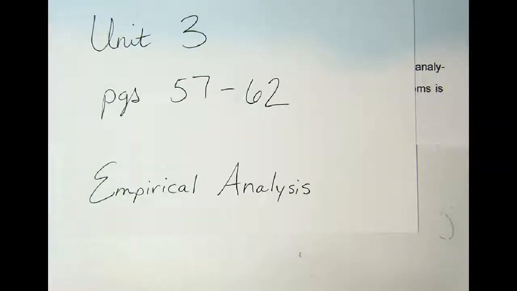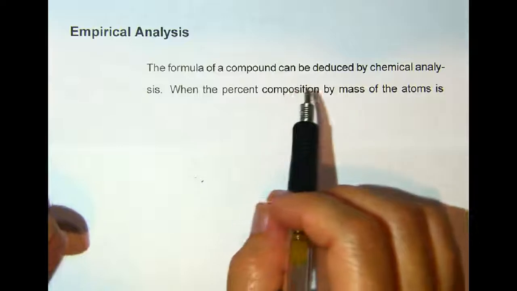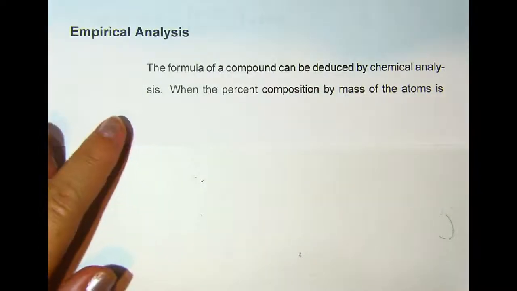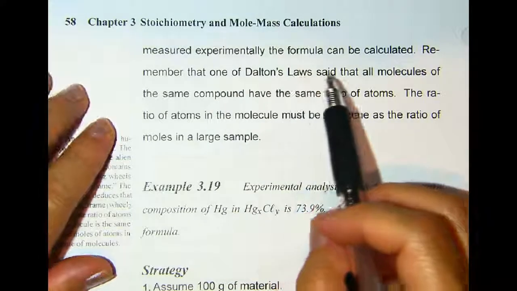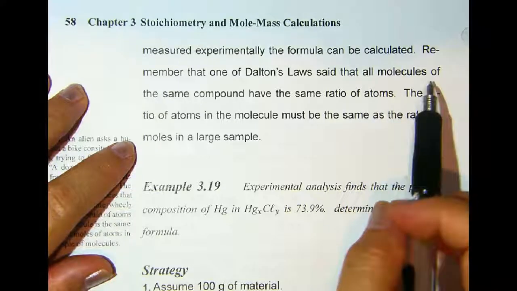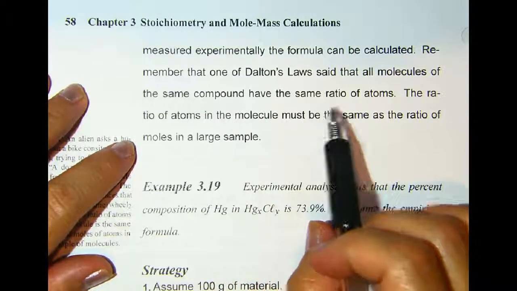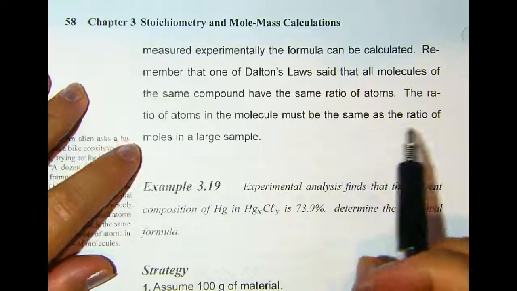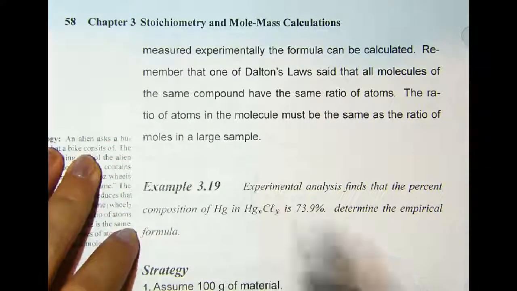Unit 3, pages 57 and 62, Empirical Analysis. The formula of a compound can be deduced by chemical analysis. When the percent composition by mass of the atoms is measured experimentally, the formula can be calculated. Remember that one of Dalton's laws said that all molecules of the same compound have the same ratio of atoms. The ratio of atoms in the molecule must be the same as the ratio of moles in a large sample.